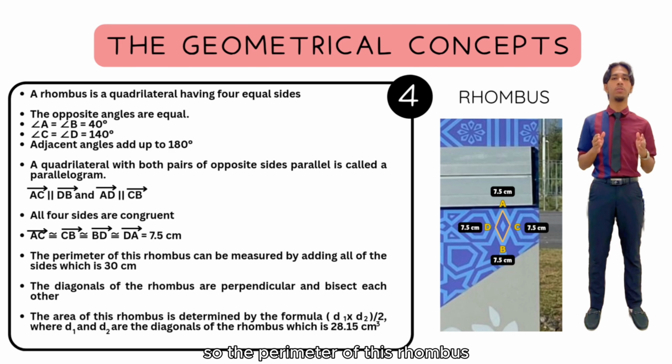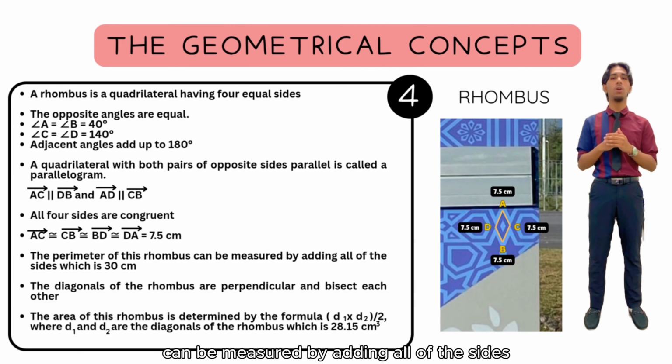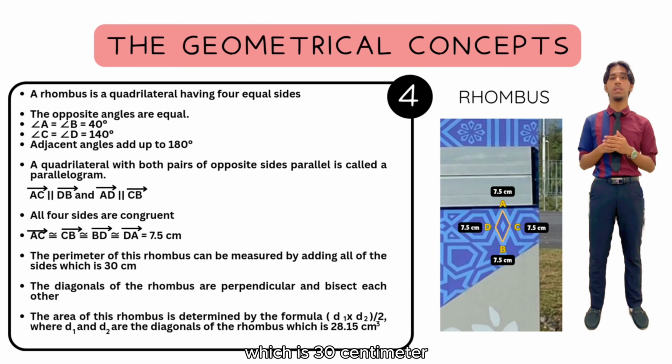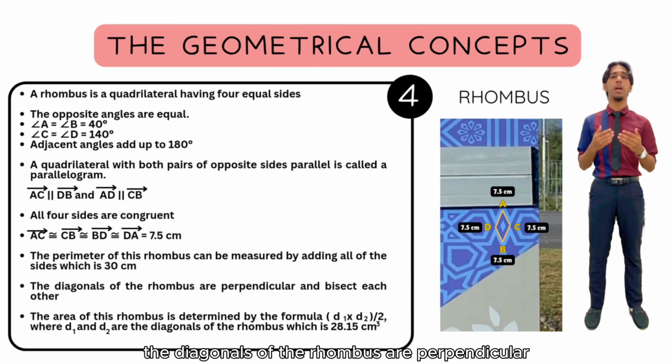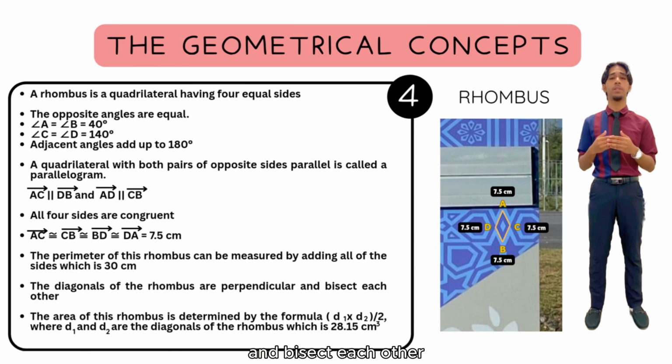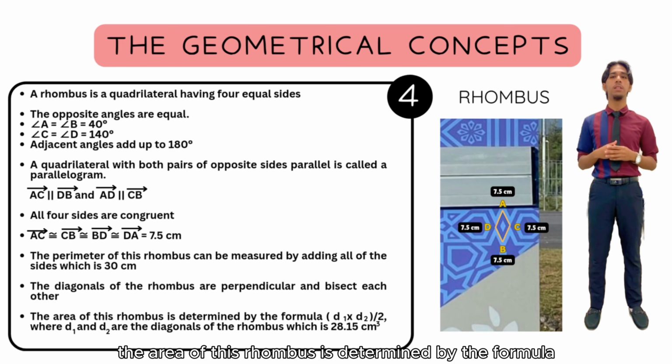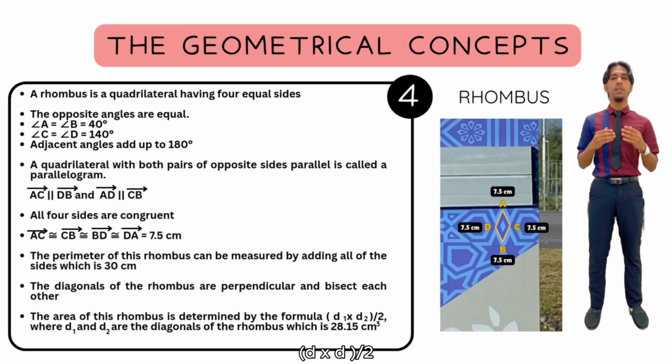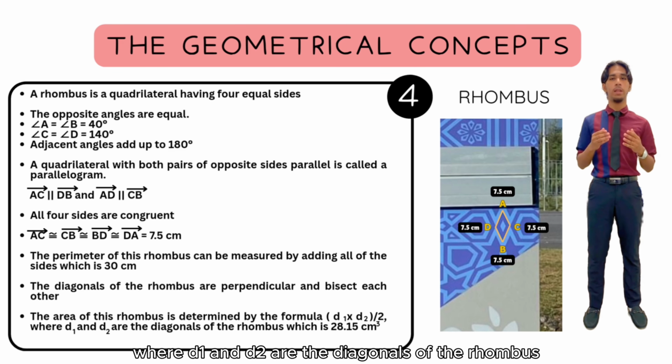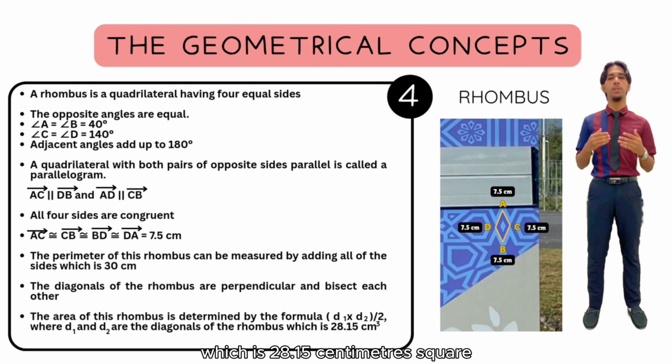So the perimeter of this rhombus can be measured by adding all of the sides, which is 30 centimeters. The diagonals of the rhombus are perpendicular and bisect each other. The area of this rhombus is determined by the formula d1 times d2 over 2, where d1 and d2 are the diagonals of the rhombus, which is 28.15 centimeters squared.